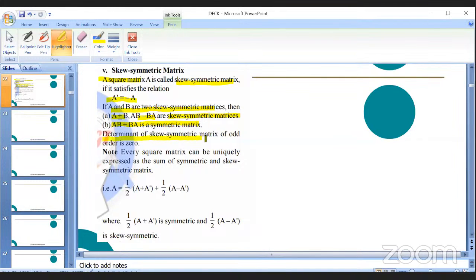Determinant of a skew symmetric matrix of odd order will be 0. That is false. And then every square matrix can be expressed as the sum of a symmetric and a skew symmetric matrix. That means if you have A, you can write it as half of A plus A dash plus half of A minus A dash, where half of A plus A dash is a symmetric matrix, and half of A minus A dash is a skew symmetric matrix.